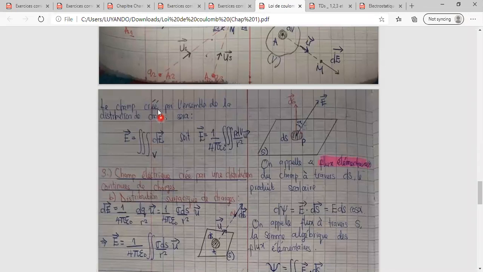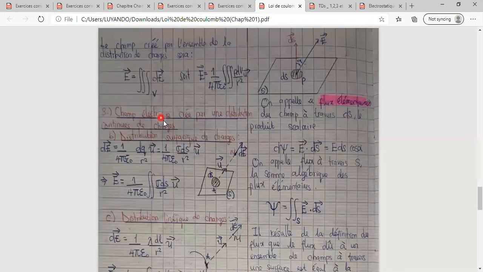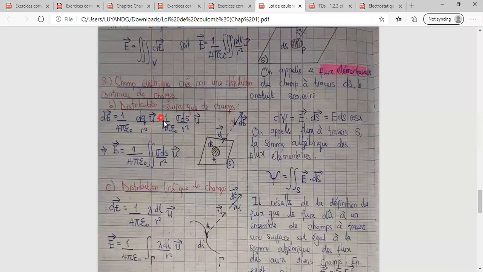Yeah, so today we're going to start from the electric field created by a continuous distribution of charges, distribution surfacique de charge. So the previous one was the distribution volumique de charge, and now we're talking about a distribution surfacique de charge. The same thing we already talked about: when you see two integrals, that's an illustration that we are integrating over surface area. If you see three, it's trying to tell us that we're integrating over volume. If you see two, we're integrating over surface area.